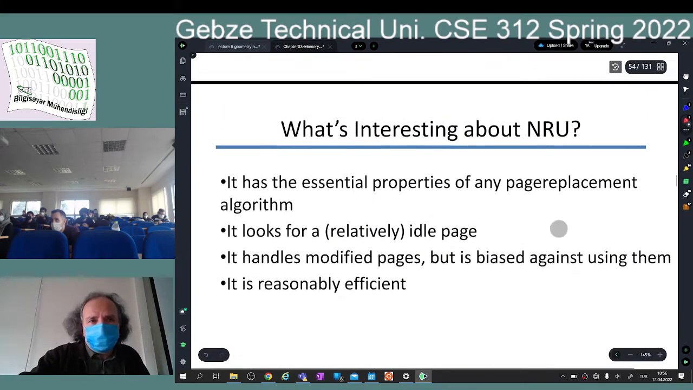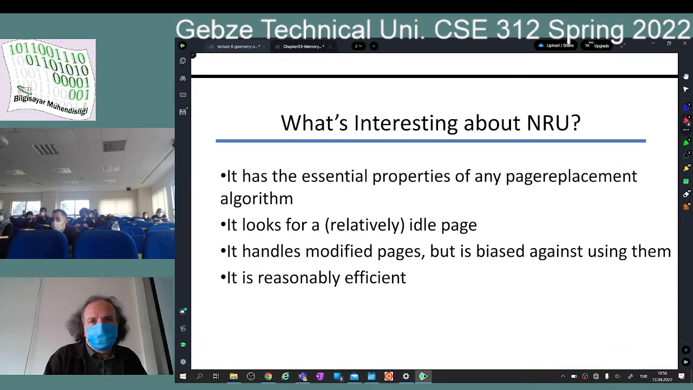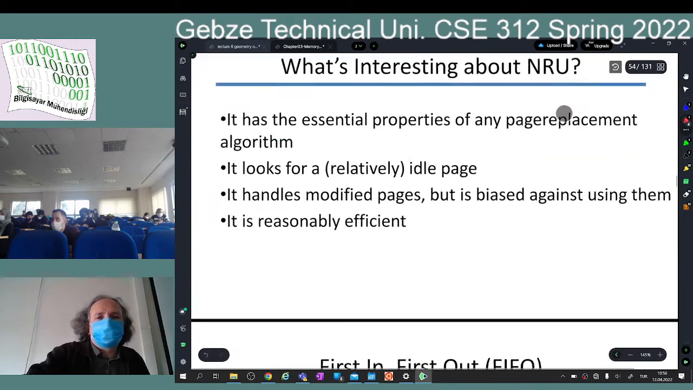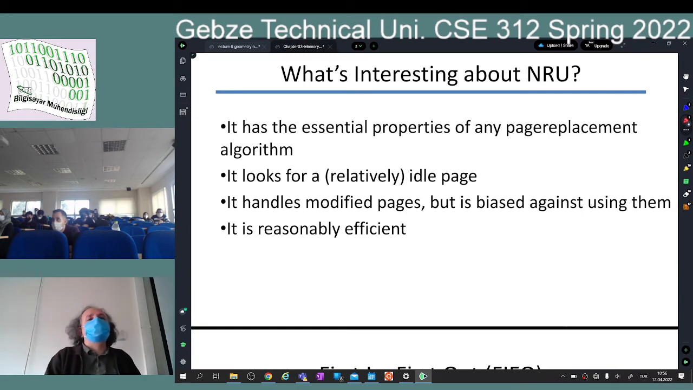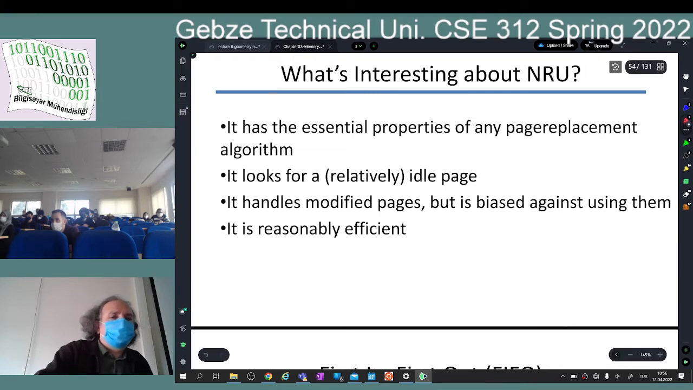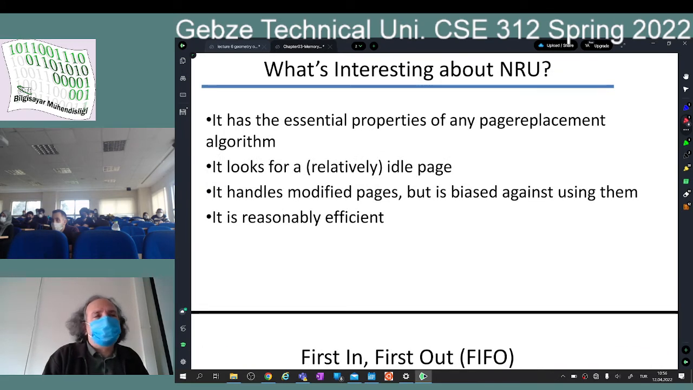But before that, I think I forgot a slide in here, right? Yeah. Before going to the FIFO, let's look at the properties of NRU. It has the essential properties of any page replacement algorithm. It is using our operating system hardware tools, and it is trying to be similar to the optimal. It looks for a relatively idle page. Okay, it handles the modified pages, but if a page is modified, then this algorithm tries to keep it all the time.